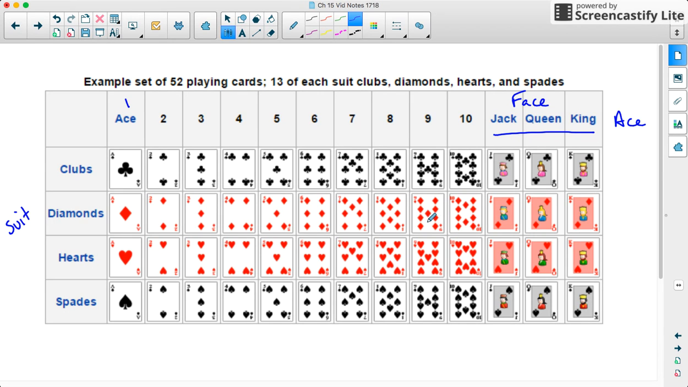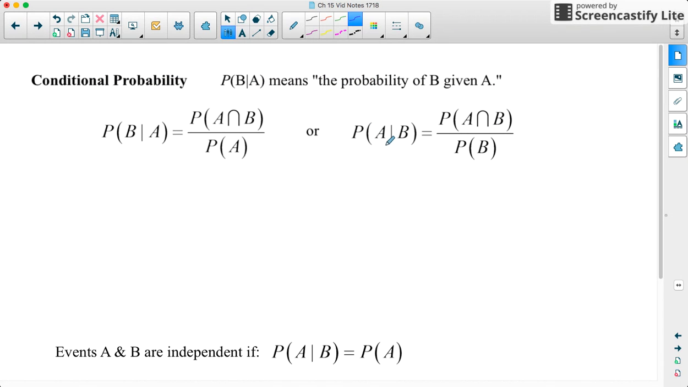So for conditional probabilities, we have a formula. And the formula starts off with this notation right here. It says probability of B given A. This line right here means given. So knowing that A has occurred, what's the probability of B? That's essentially what we're asking.